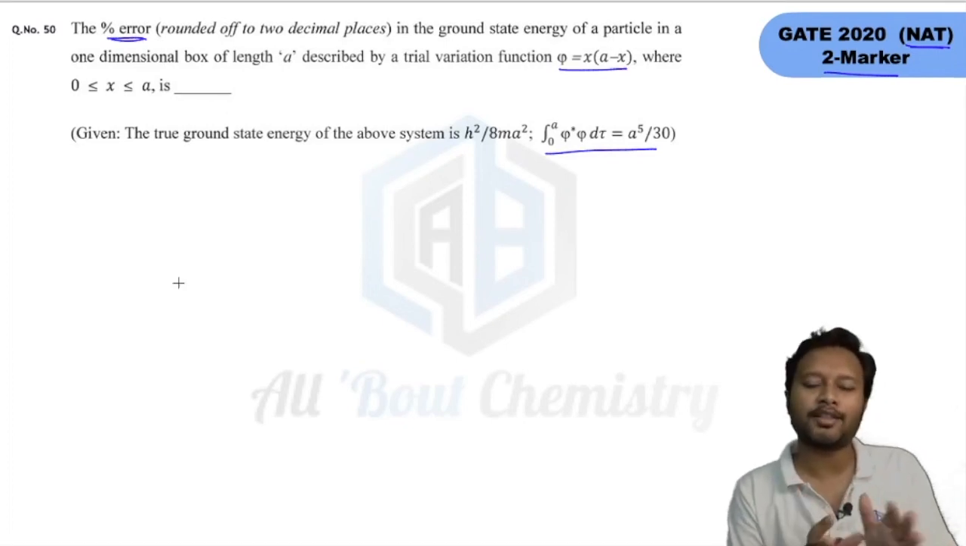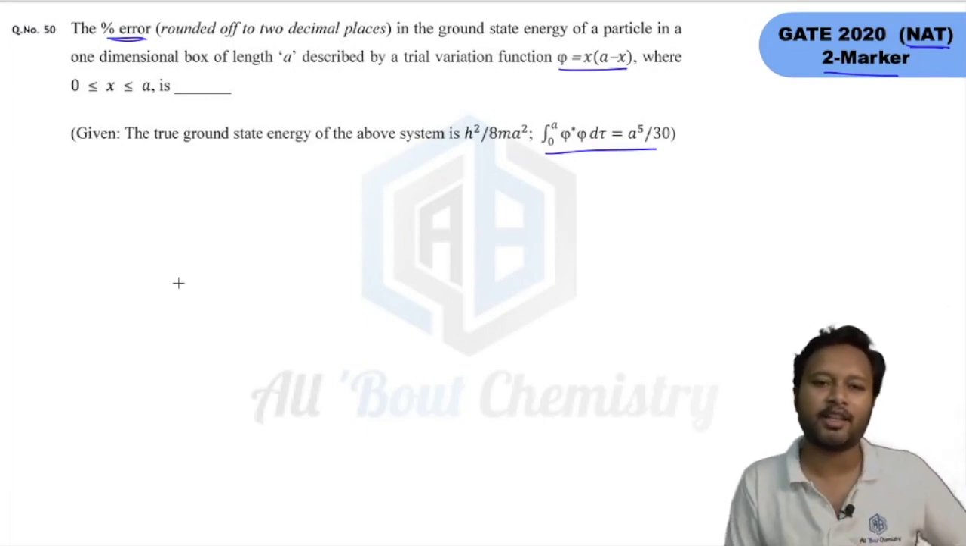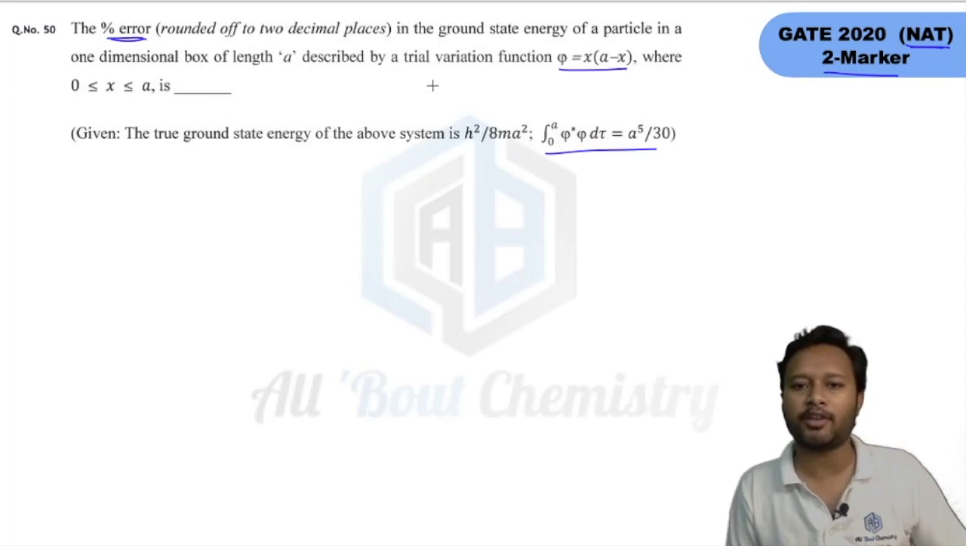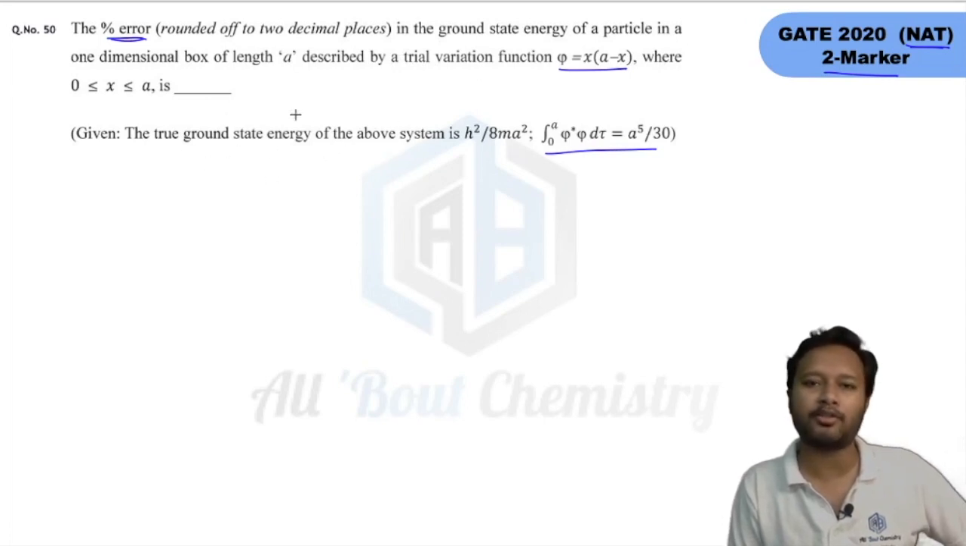So to answer this particular question, you first need to know how to calculate percentage error. Since we have to find the percentage error in the ground state energy which you will get from the trial wave function, and you are also given the actual energy or the true energy.